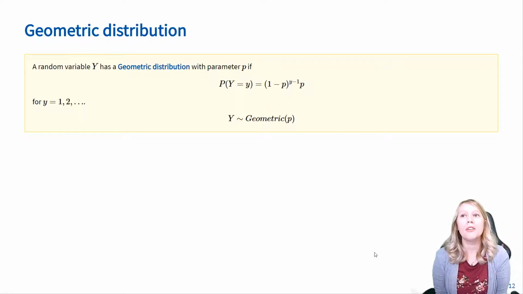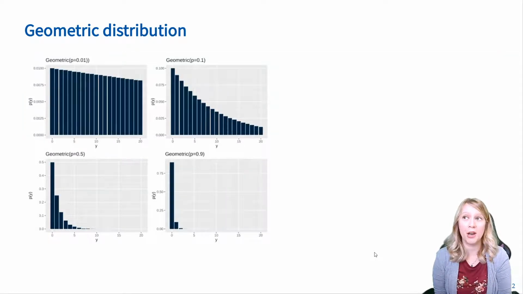We say that a random variable y has a geometric distribution with parameter p if the probability that y takes on some value little y is equal to (1 minus p) raised to the y minus 1, times p. Essentially, what we're looking at with the geometric distribution is a way to model how many failures we're going to observe before we hit that first success, that first time we observe the outcome we care about.